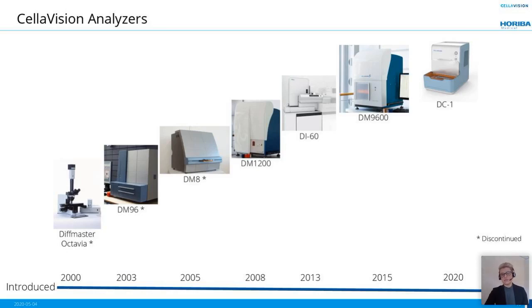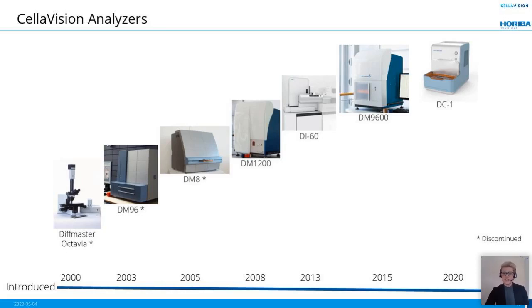This system targeted more mid-sized labs that were perhaps too small to buy a DM96, but too big to just have the DM8. And this system is still available today. Then a couple of years later, we released the DI60 in 2013, which builds on the same platform as the 1200 and is an integrated system together with the Sysmex hematology line.